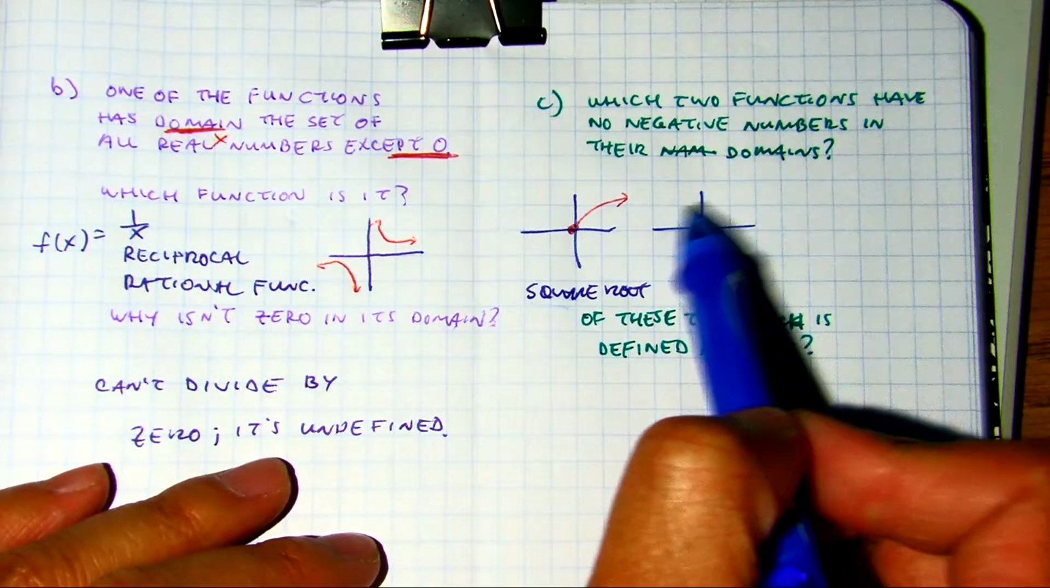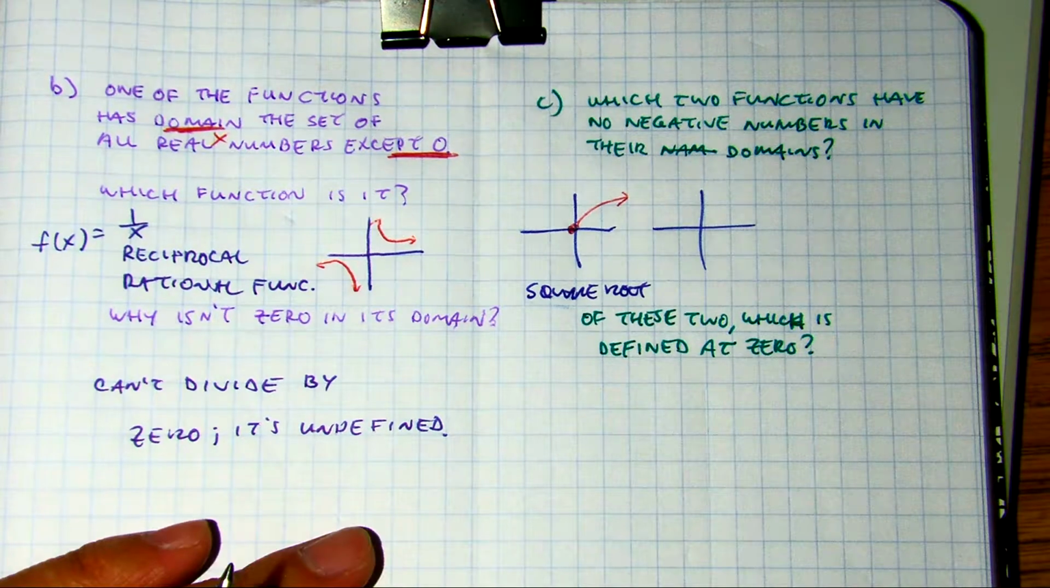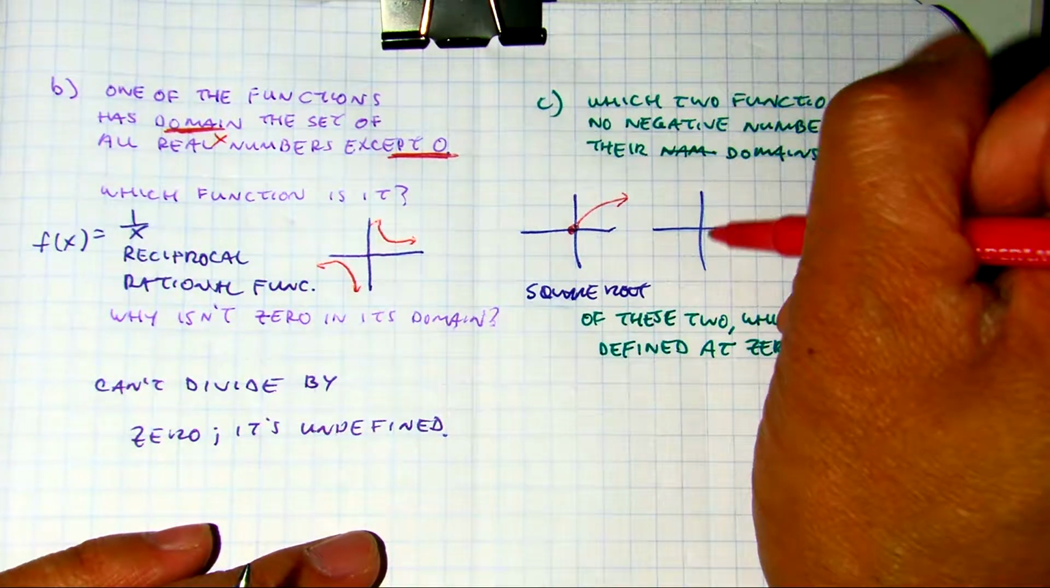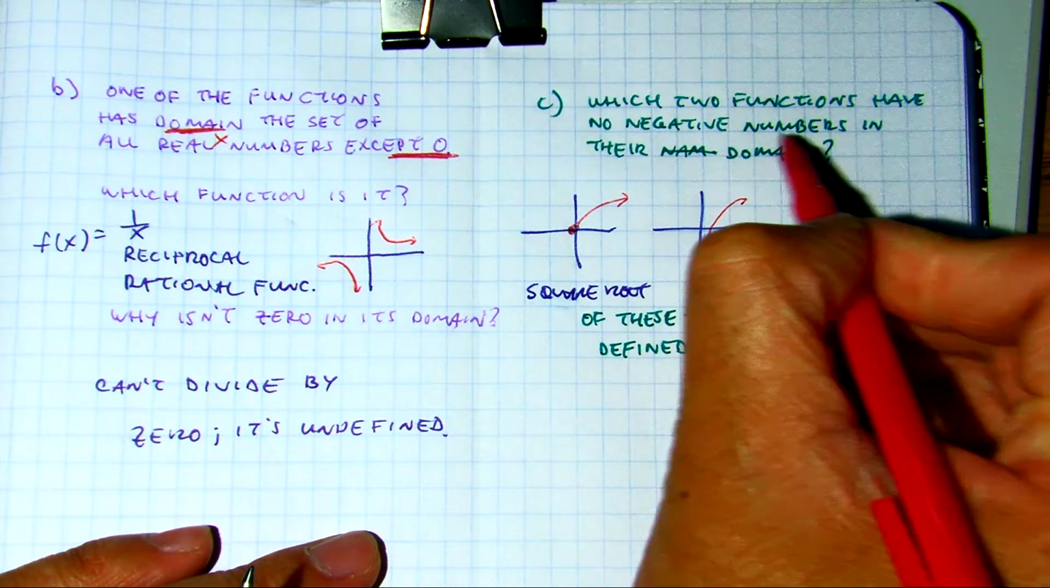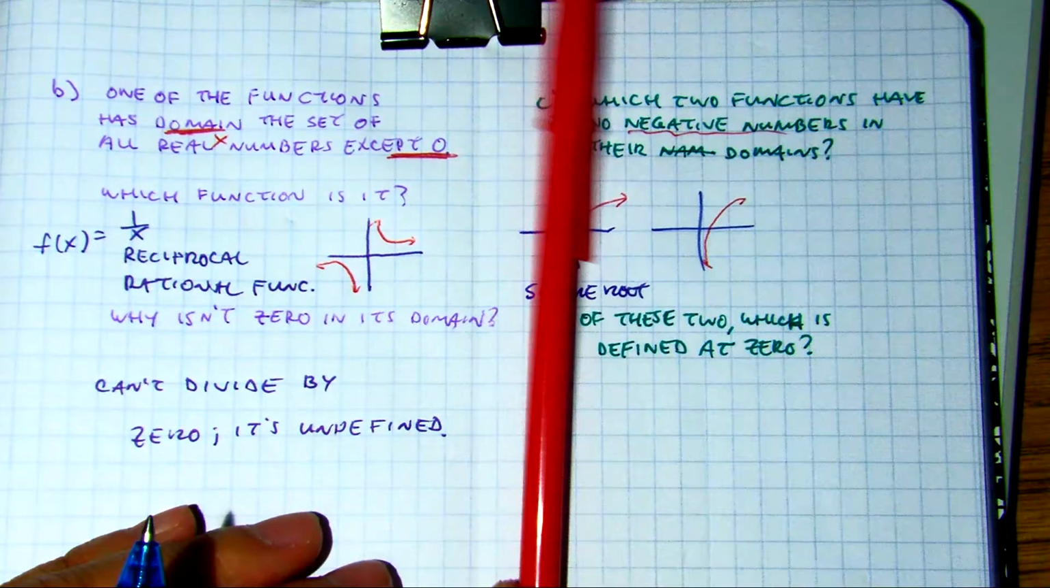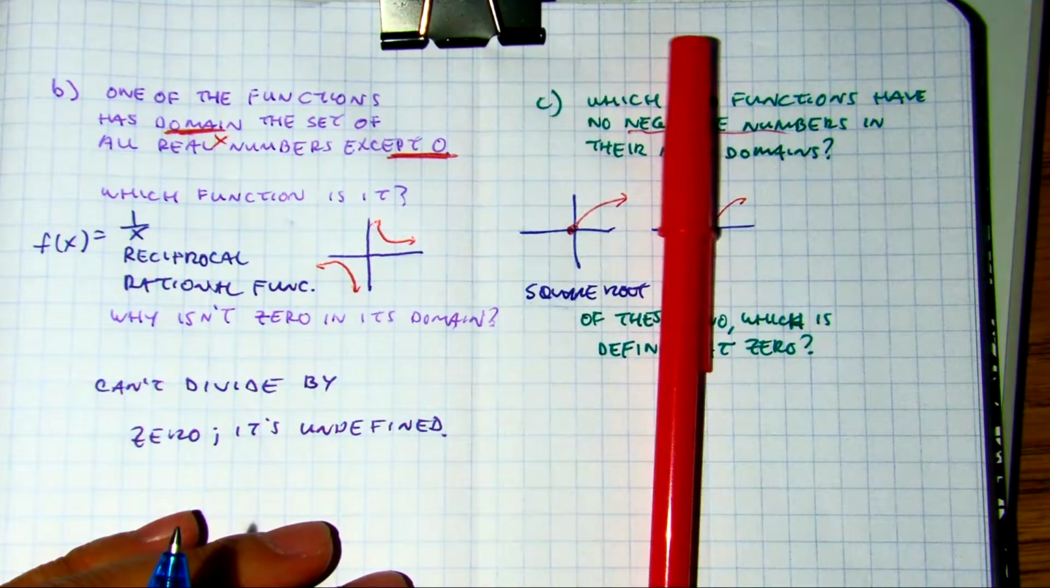And what's the other one? Log, or the natural log. Looks like this. So the no negative numbers means there's nothing over here in quadrants 2 and 3. Does that make sense?